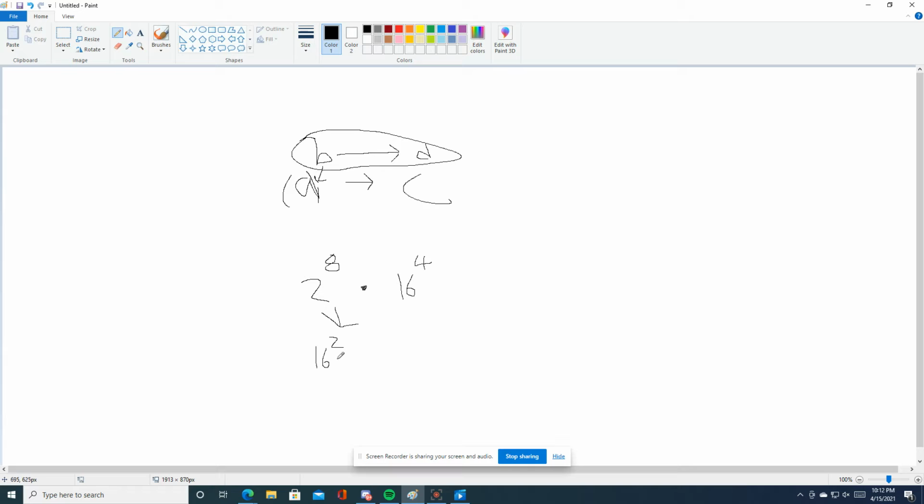16 squared. How did I get that? What's 16 in terms of 2, as a base? Because I need to get 16 as my base. So I'm going to plop 16 here just to start, okay? 16 now in terms of 2 is 2 to the 4.